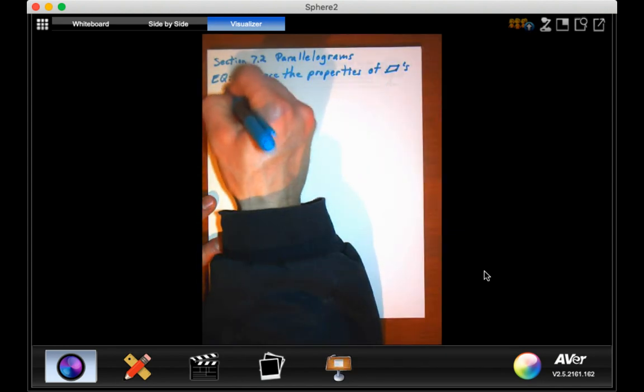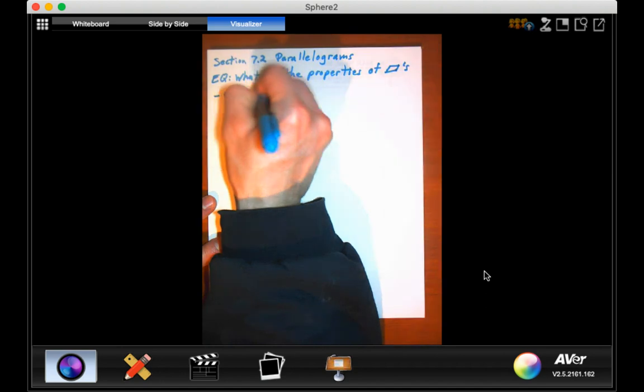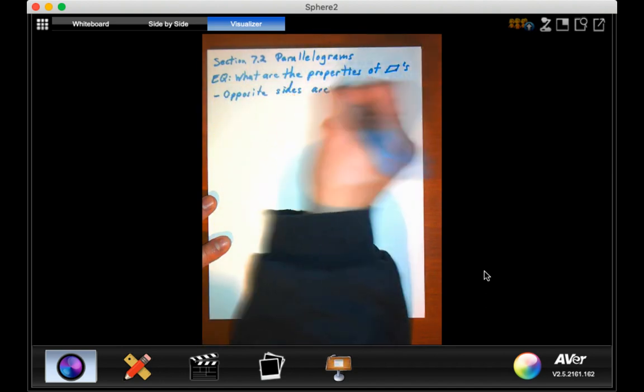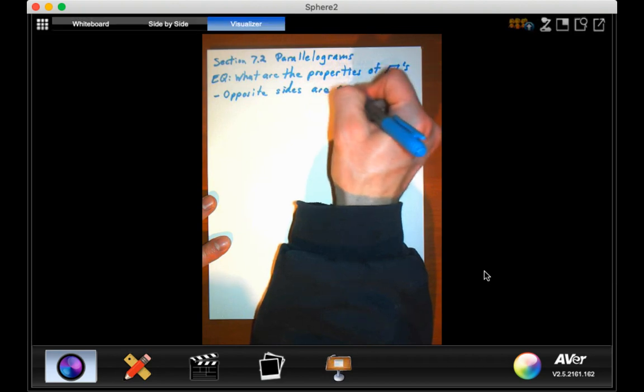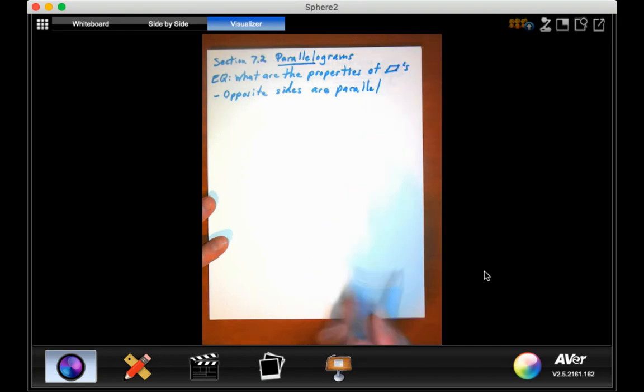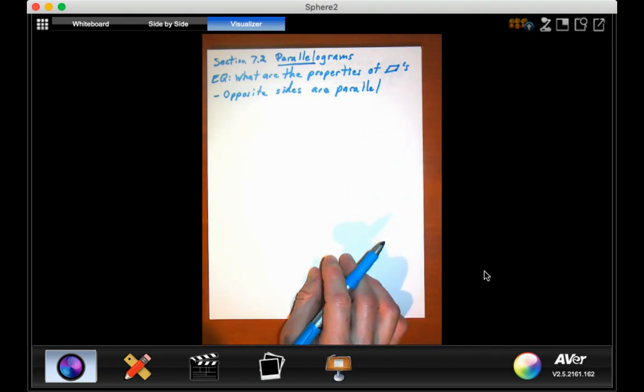First of all, opposite sides are parallel. From the word parallelogram, opposite sides will be parallel.